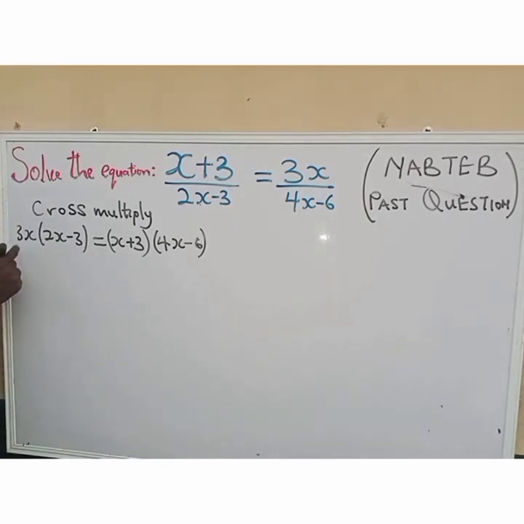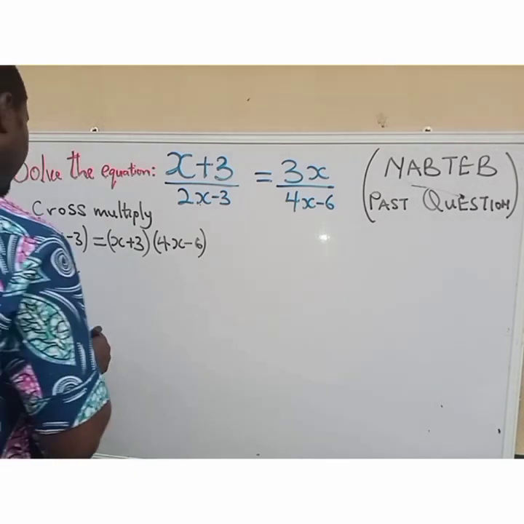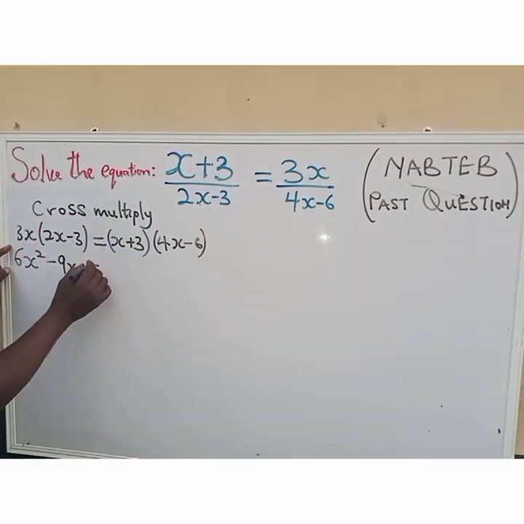Now the next thing, let's expand it. 3x multiplied by 2x, we have 6x squared. 3x multiplied by minus 3, we have minus 9x. We are done with the left hand side. Let's move to the right hand side.